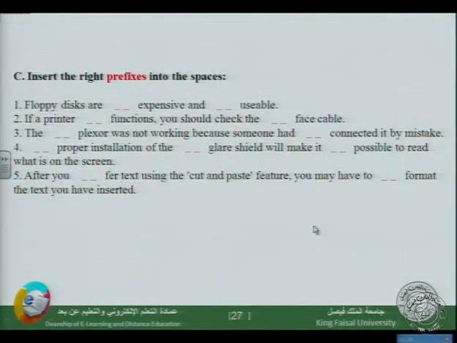Insert the right prefixes into the spaces. Floppy disks are expensive, inexpensive, and usable. So what you should put is reusable. You can reuse it. So try to use your mind and logic. I'm not saying guess the word, but try to think thoroughly and guess the right prefixes and insert them into these spaces. So do number 2, 3, 4 and 5.